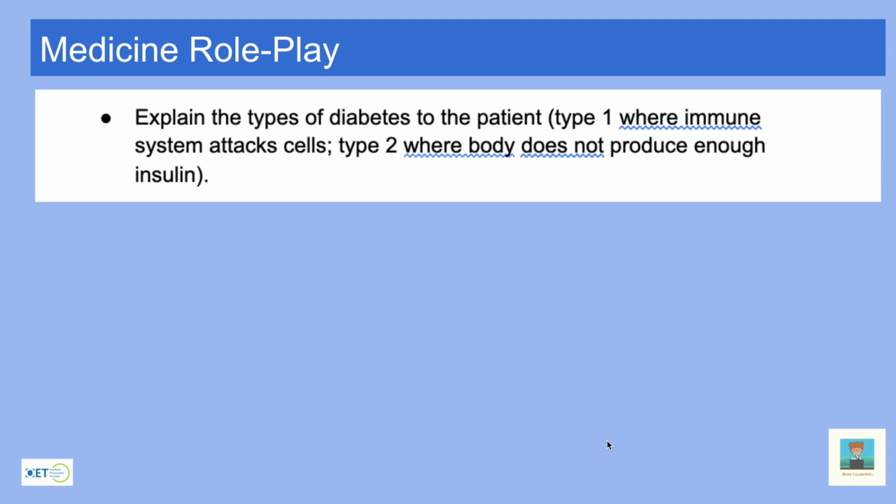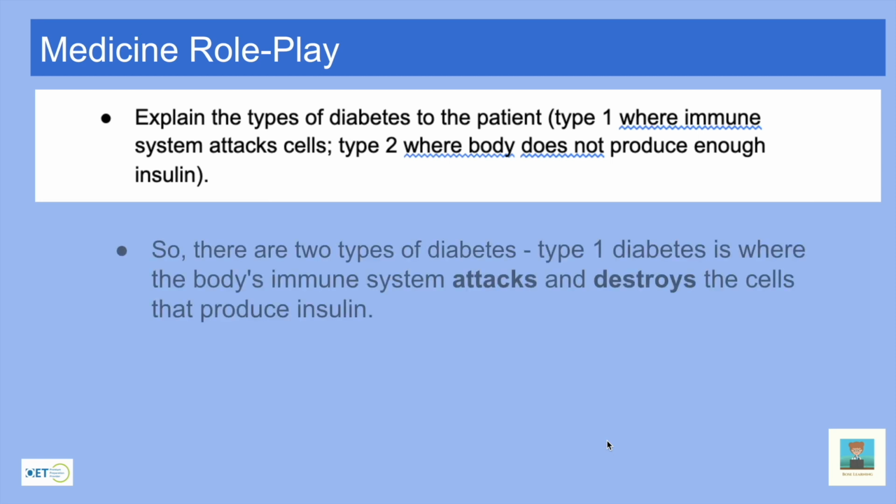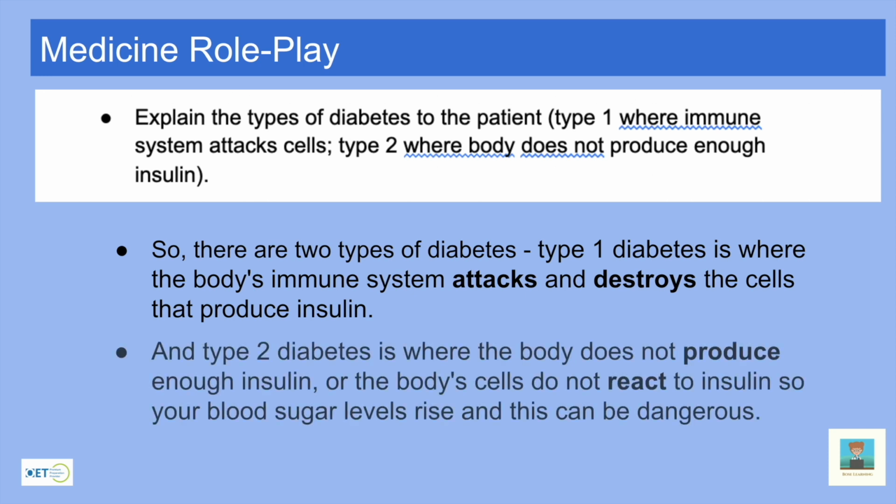How can you explain the types of diabetes to the patient? Can you remember? So there are two types of diabetes. Type 1 is where the body's immune system attacks and destroys the cells. And type 2, which is the one that you are in danger of getting, is where the body does not produce enough insulin or the cells do not react to the insulin. So your blood sugar levels rise and this can be dangerous.